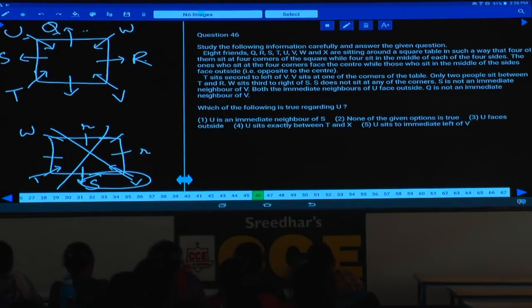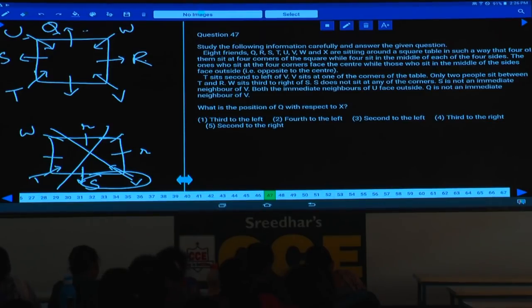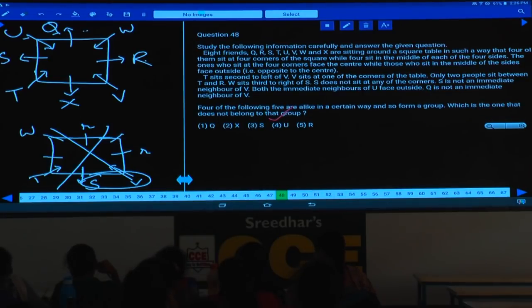Then question number 46. Which of the following is true regarding U? U is an immediate neighbor of S, that is definitely true, choice 1. Then question number 47. What is the position of Q with respect to X? Now who is the person left over here? X is the person left over. Q and X are opposite to each other, either 4 to the left or 4 to the right. What is given here? 4 to the left, that is choice 2.